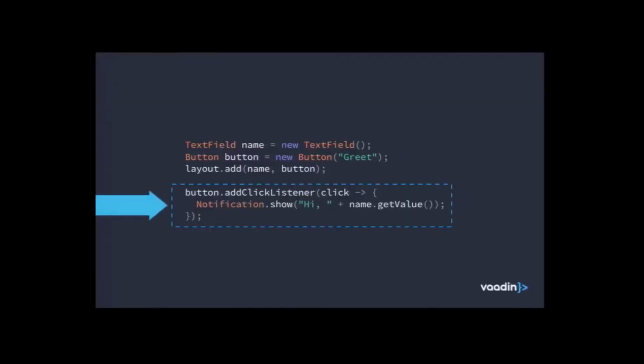Vaadin will take in this message. It will look at what happened. It will first update the values that it saw had changed. So it will update the text field value, and then it will run the events. So in this case, it will trigger this click listener. And in there, we can call notification.show. And when we call name.getValue, we're assured that it's already set there, so we can access it as if it had been running on the server.